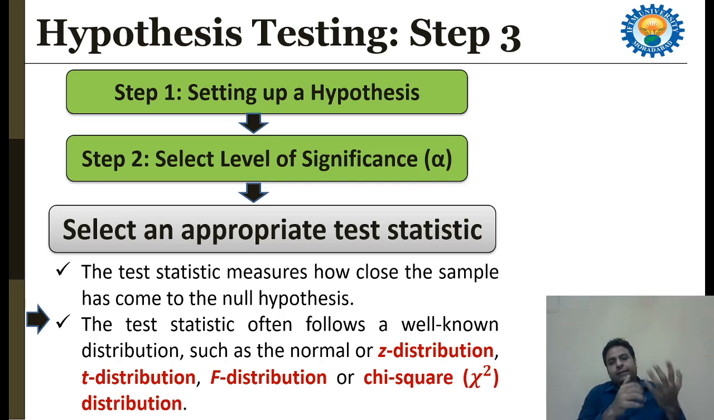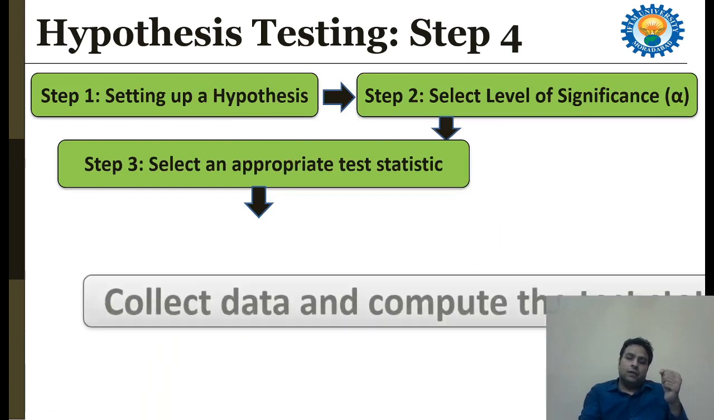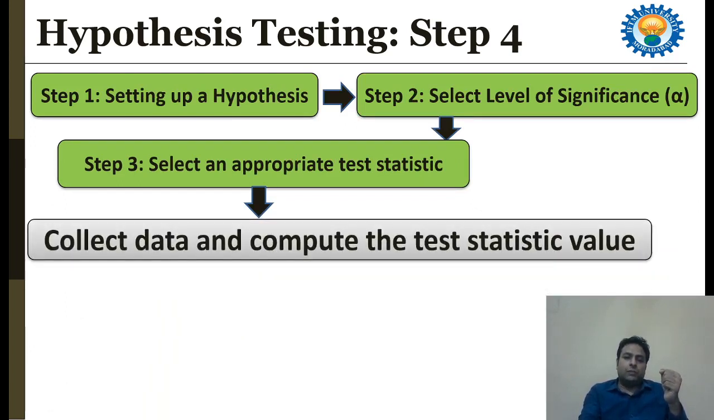to apply the test. We use the Z distribution when we have a large sample, and when we have a small sample as the data collection, we apply the t distribution. And if we are comparing two variances, then we use the F distribution. And if we use the goodness of fit test, or the test for independence, we use the chi-square distribution.